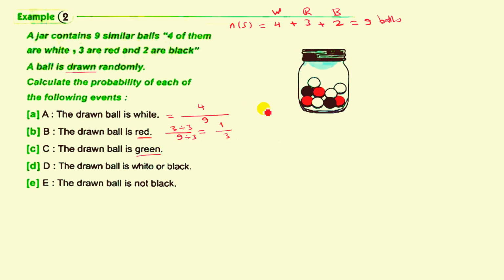Green. Is there green in the jar? No. So there are no elements. The probability is 0 over 9, which is equal to 0. An impossible event.